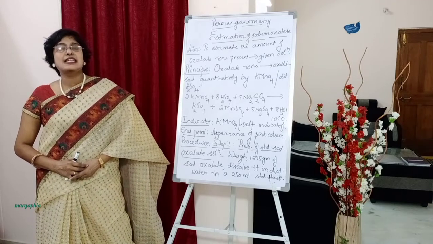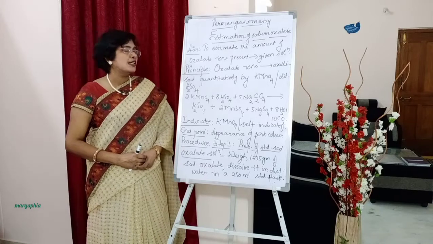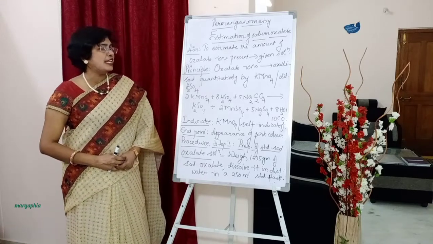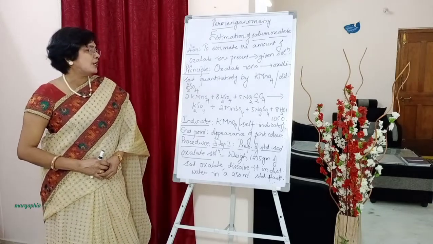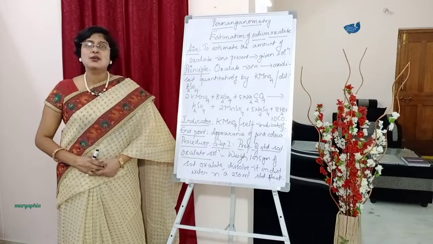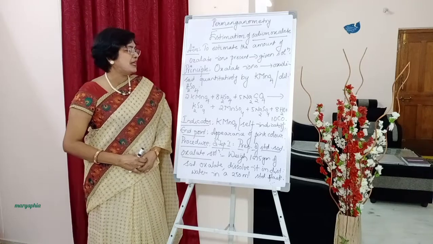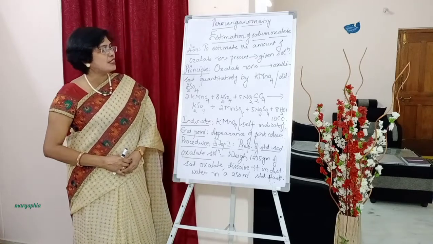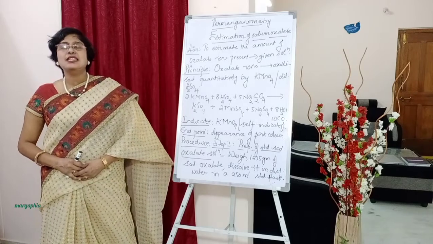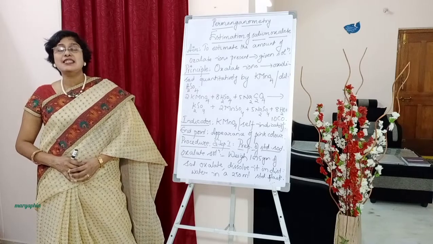So below, write down the reaction. 2 KMnO4 plus 8 H2SO4 plus 5 Na2C2O4. Potassium permanganate plus sulfuric acid plus sodium oxalate gives K2SO4 plus 2 MnSO4 plus 5 Na2SO4 plus 8 H2O plus 10 CO2.